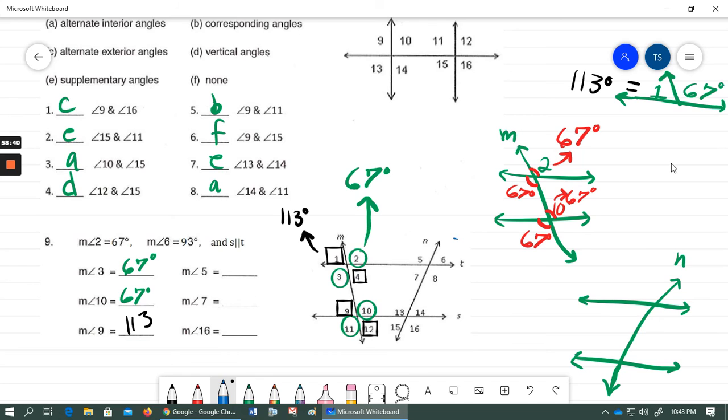Angle 6 was 93 degrees. Let's go ahead and fill that in. So these ones that I have circled in blue, all four of these would have to be the same angle measurement, 93 degrees. Excuse me for not writing it all in, but I got it color coordinated for you. So again, all four of these angles would have to be 93 degrees.